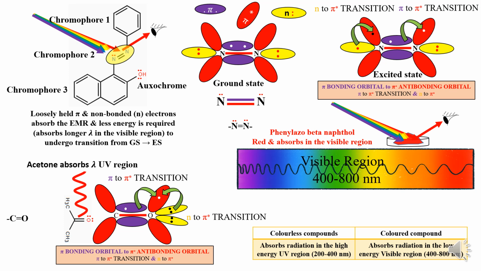Now therefore, colorless compounds absorb radiation in the high energy UV region ranging from 200 to 400 nanometers, while the colored compounds absorb radiation in the low energy visible region ranging from 400 to 800 nanometers.